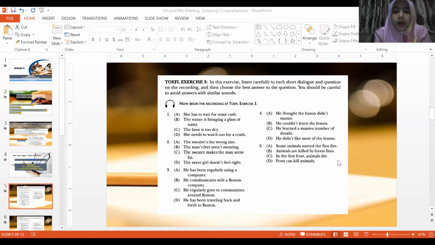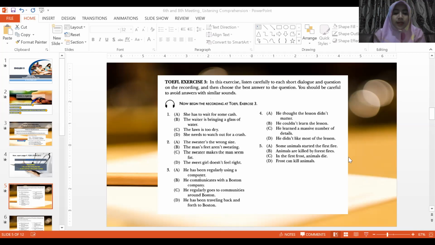Okay, tadi ya ini number 1. Orang kedua bilang, first I need to water the grass. Ya, first I need to water the grass. Saya harus menyiram rumput gitu ya. Intinya dia harus menyiram dulu sebelum dia pergi.